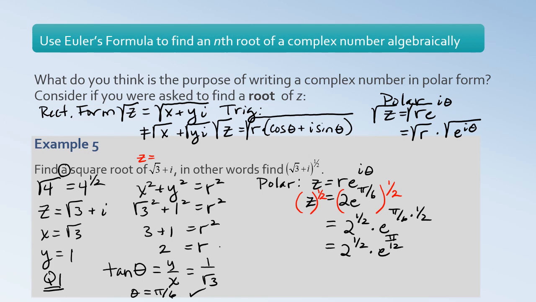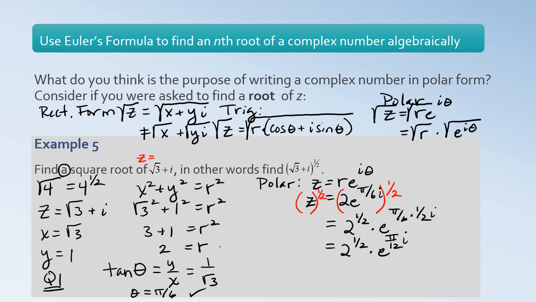And I can see in my original work, let me fix this, I forgot an i. I'm going to pop an i in there right now. And so I get that the square root, or a root, of the square root of 3 plus i is equal to 2 to the 1/2 power times e to the pi over 12 to the i power. Now that's a great answer.